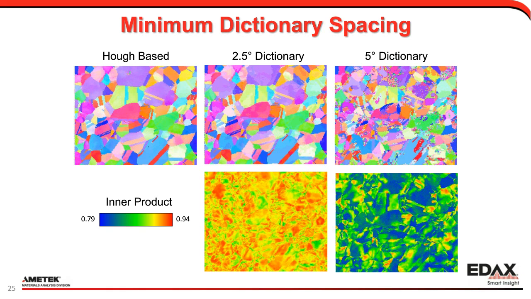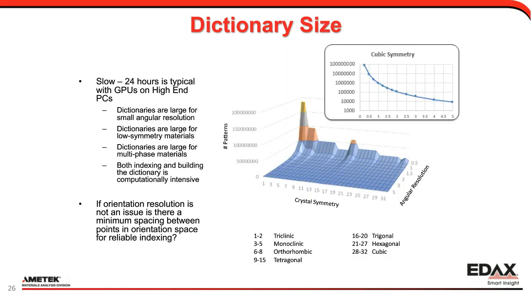The inner dot product, 1 means it's a perfect match between the experimental pattern and the dictionary pattern, whereas blue, 0, would be no match. In this case, the minimum was about 0.8. You can see that the match numbers, the inner dot products, drop quite a bit, with a lot more blue in the one for the dictionary indexing at 5 degrees. This just shows that you get a better match the finer the grid spacing you have, which you would expect.